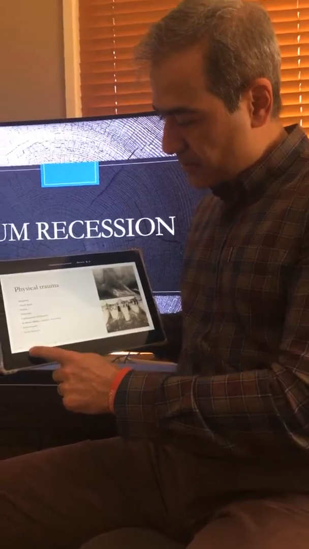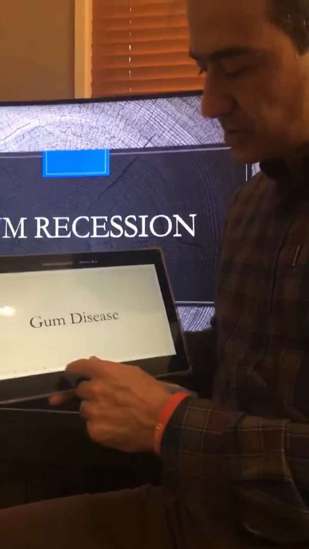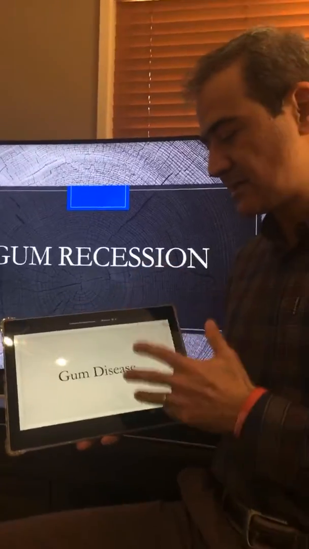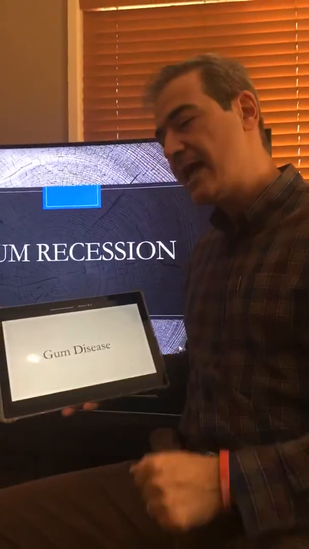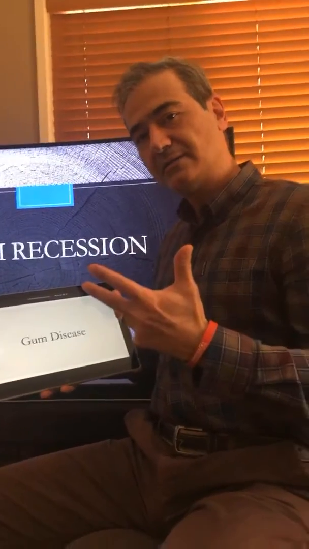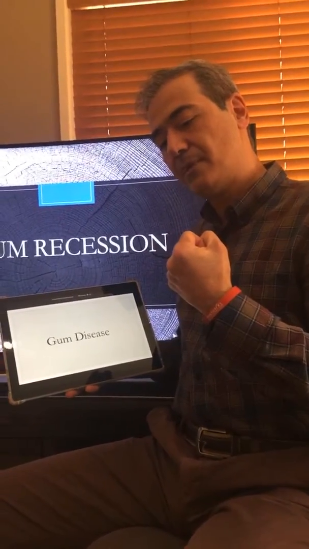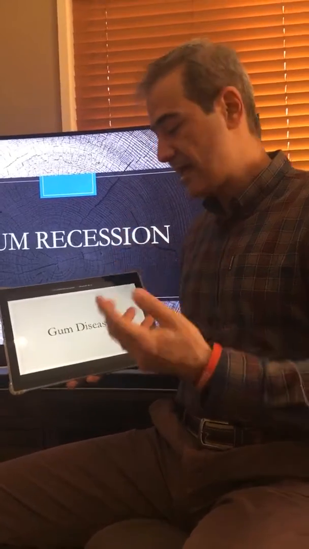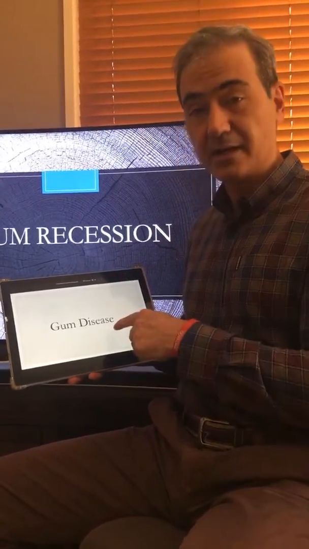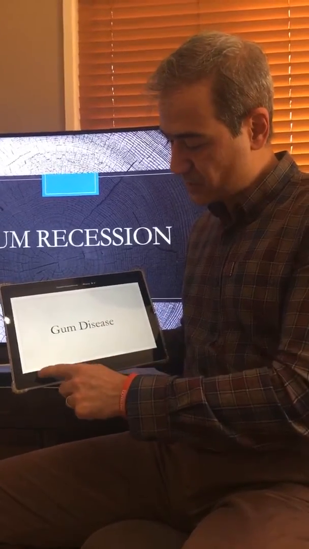Now, going to the next cause, which is gum disease. As I told you about, gum disease causes inflammation and we lose some gum. But in some cases, the gum actually becomes more puffy, and in some cases, the gum recedes, and it could be a cause of gum recession as well.